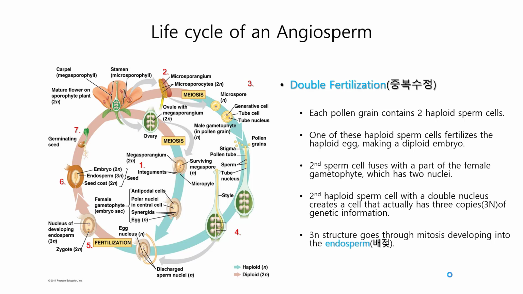The triploid central cell of the female gametophyte develops into endosperm, tissue rich in starch and other food reserves that nourish the developing embryo. What is the function of double fertilization in angiosperms?